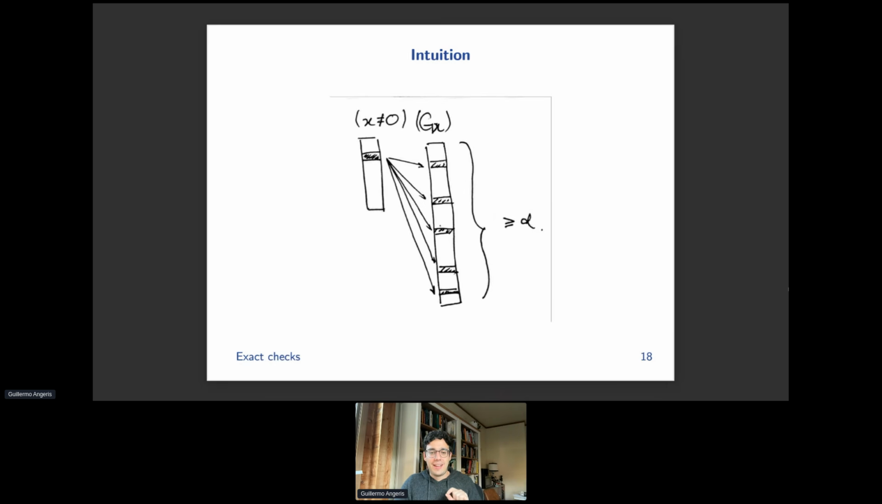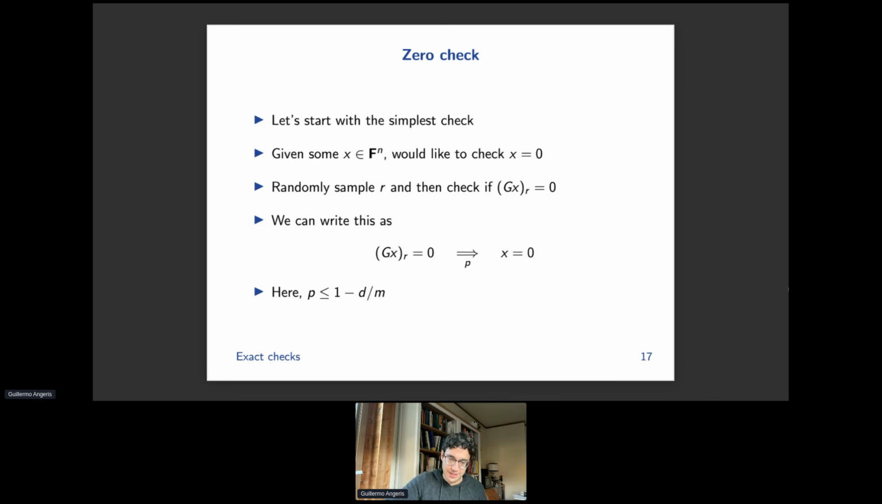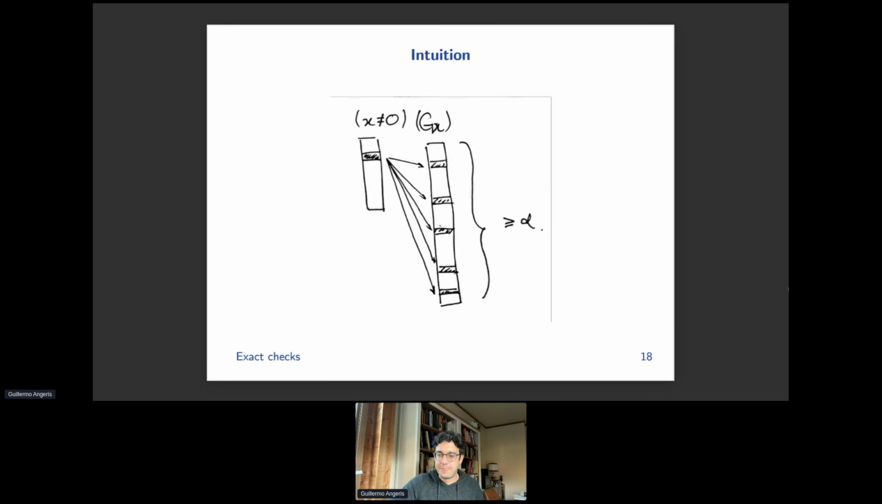Okay. What is the probability then that we fail? Well, it is at most 1 minus the probability that we pick out a non-zero entry. And so you get something like 1 minus d, which is the number of non-zero entries, divided by m, which is the number of all possible entries. And that's the probability that our check fails. So it's the probability that we look at an element and it happens to be 0, but the vector itself actually turns out to not be 0 in the first place.